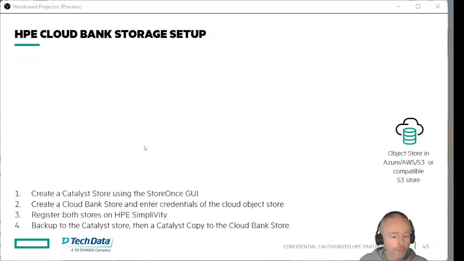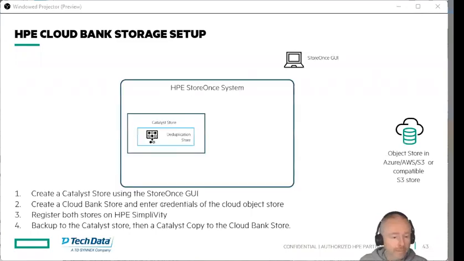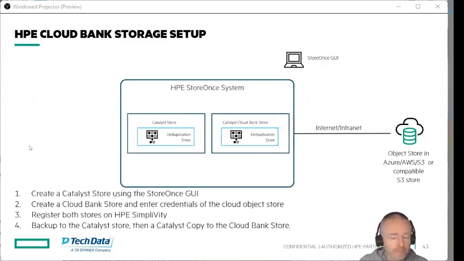So what you need to do at the end, just to give you an idea, is set up Store Once. You're going to create a Catalyst store. It's a dedupe Catalyst store on Store Once that we're going to register with my Simplivity. And then in Store Once, you need to create a so-called Catalyst Cloud Bank store. So that's a second store that you're going to create, but that one is not stored on the local disks. That data is stored on the public internet, on an S3 bucket on Azure or AWS or any S3 compatible storage.